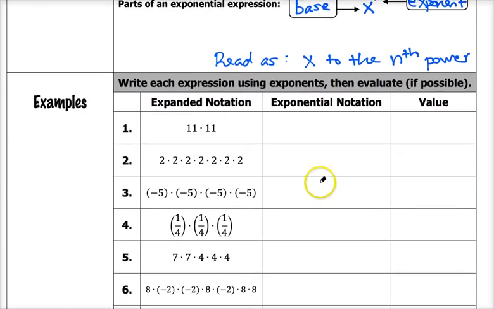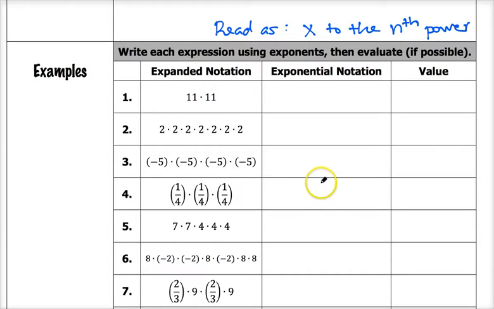Okay, so what we're going to do in this chart below is I'm going to give you what's called expanded notation, and that's just saying that I've written it out in multiplication format, and we're going to write the exponential notation, and then we're going to write the value of the number if possible. So for number 1, 11 times 11 is 11 squared, and 11 squared is 121. Anytime you have something to the second power, we can also say that's squared.